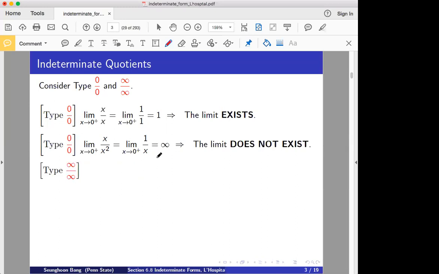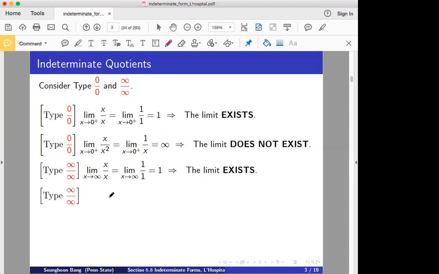We think about type infinity over infinity form. The same. You can plug infinity into the top one and bottom one. Exactly infinity over infinity form. How can you solve? Same. Cross out x like this. The limit is 1. Exists.